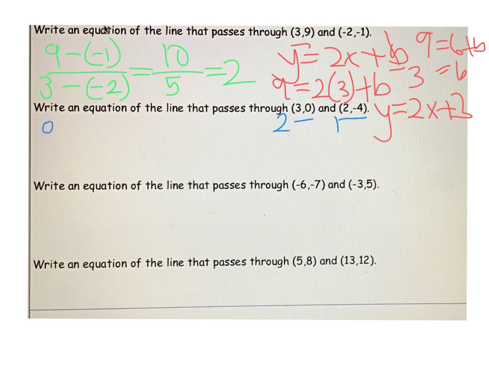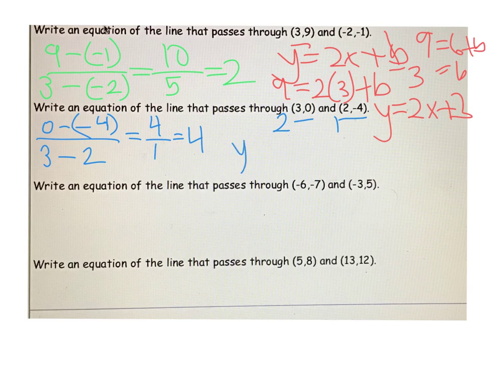So it's 0 minus negative 4. It's going to be the slope. That's the change in y. And then 3 minus 2. So I'm going to end up with 4 over 1. So the slope is 4. So now I know what the slope is.